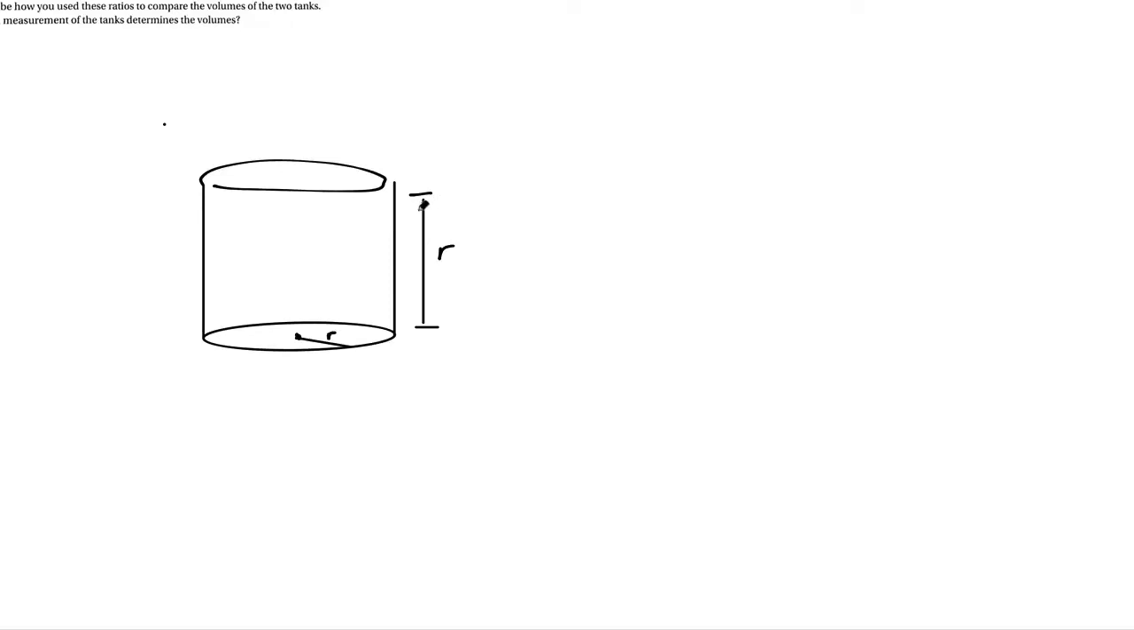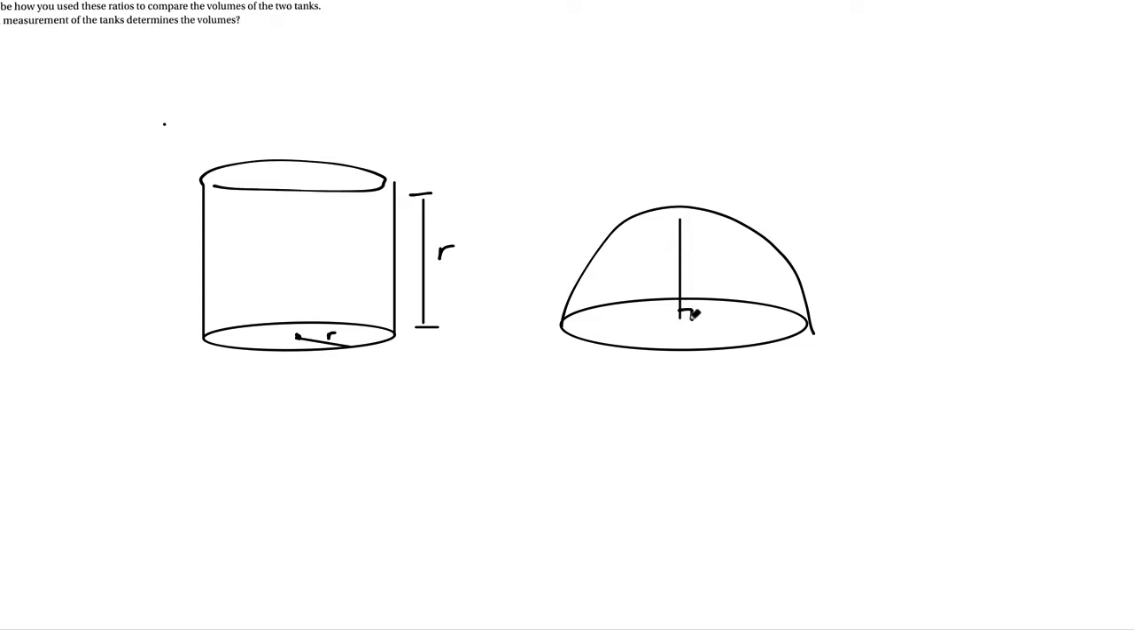Okay, so a storage tank will have a circular base of radius r and a height of r. The tank can either be cylindrical, so it'll be like that, or hemispherical, which means something like this, right? So that's the r and this is the r.